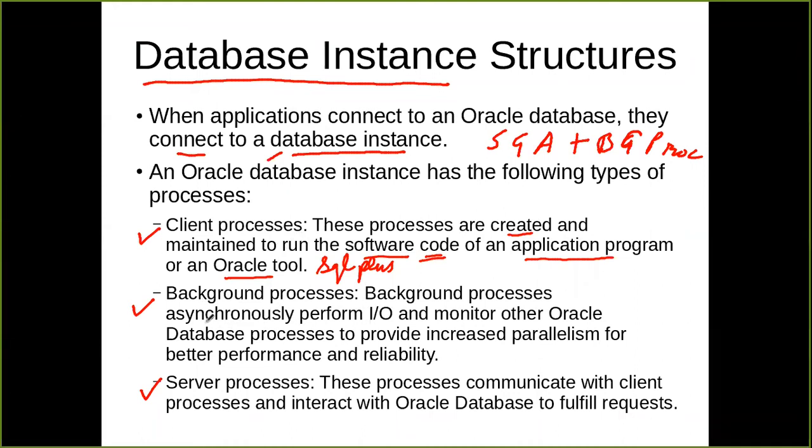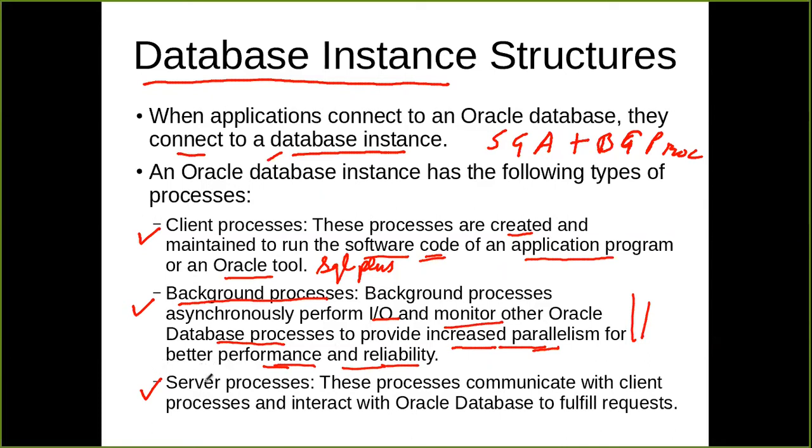Background processes asynchronously perform input and output and monitor the Oracle database processes to provide increased parallelism for better performance and reliability. So all these are helper programs, background processes that execute in the back end, and they help to improve efficiency, increase parallelism, and give better performance as well as reliability. So this is the purpose of creating the background processes.